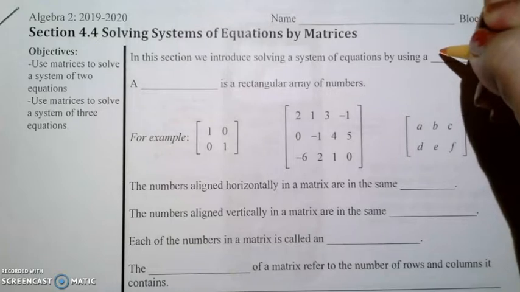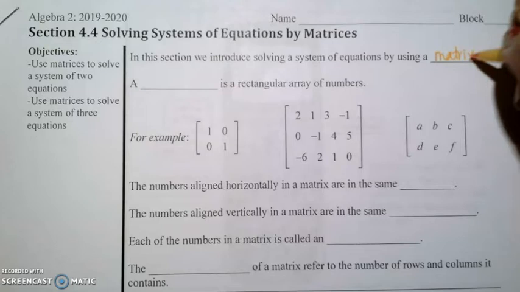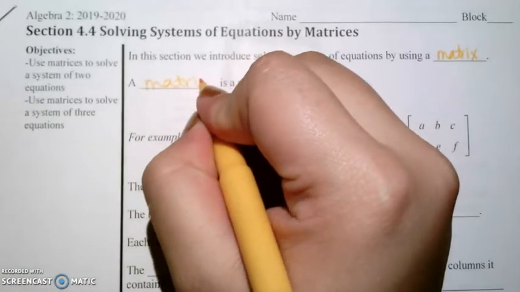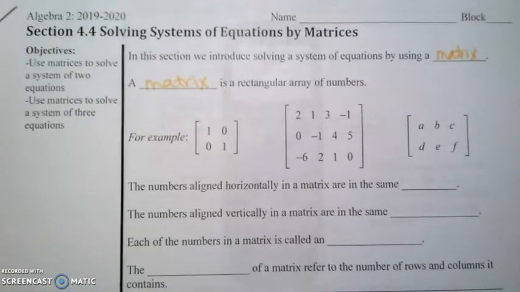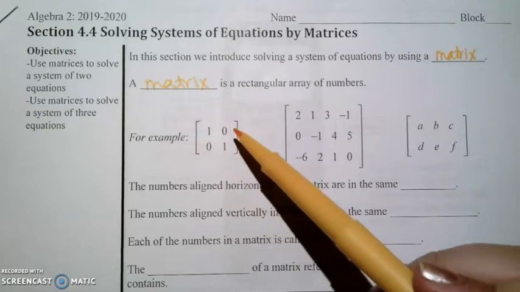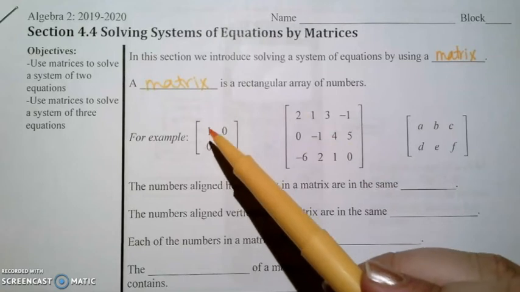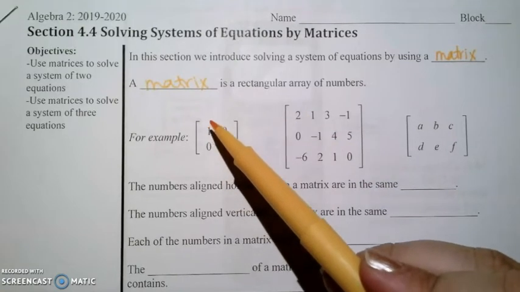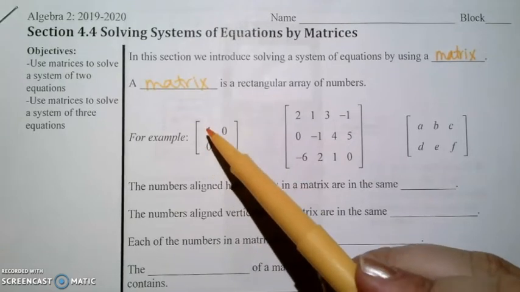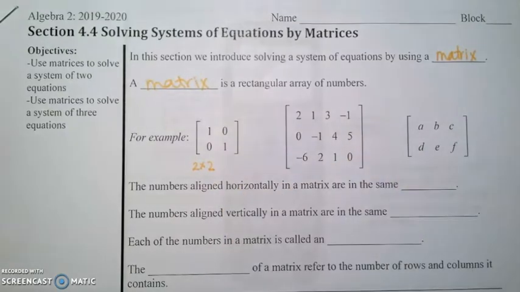So the tool that we're going to use on the calculator is called a matrix, kind of like the movie. And a matrix is a rectangular array of numbers. What that means is that it looks like a square or a rectangular set of numbers, and we can describe this set as having dimensions 2 by 2. Okay, because here we have 2 rows and 2 columns. So we would say that this is a 2 by 2 matrix.